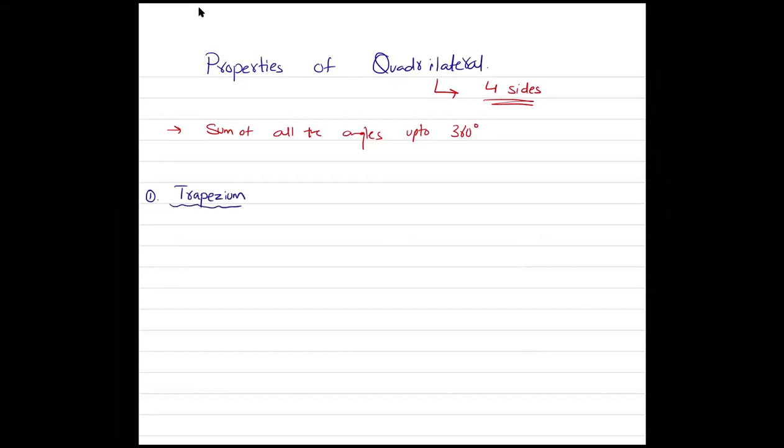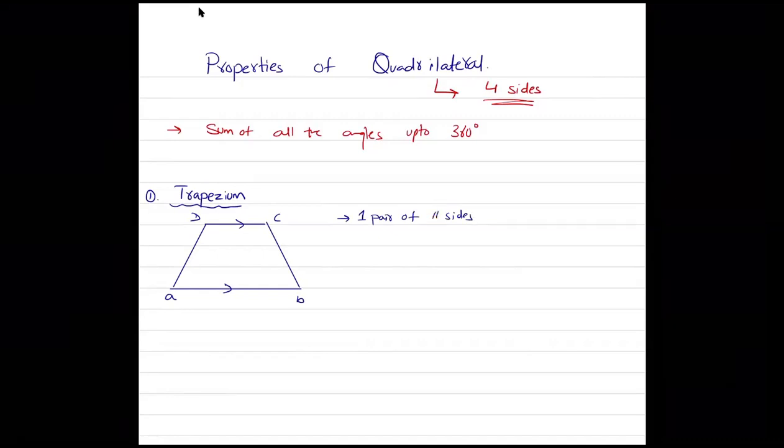Now a trapezium looks like this. It has two parallel sides and two non-parallel sides. These two are the parallel sides. This is trapezium A, B, C, D. There are two parallel sides. So you are going to say it has one pair of parallel sides. This symbol is used for parallel, ठीक है?